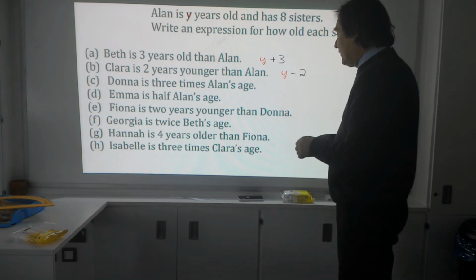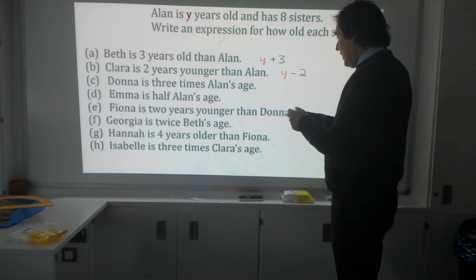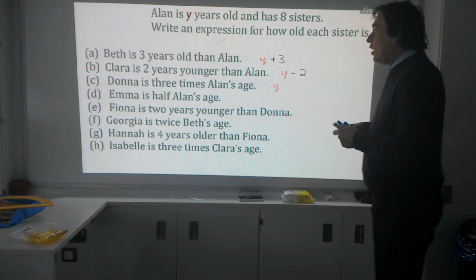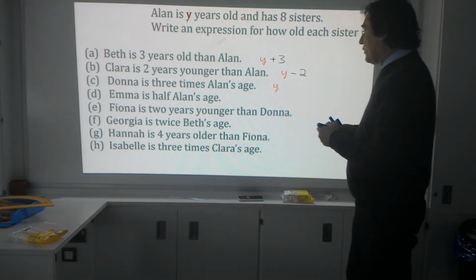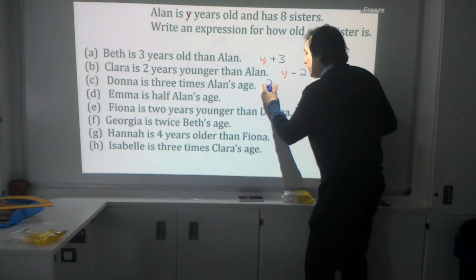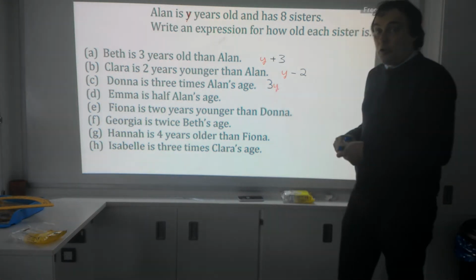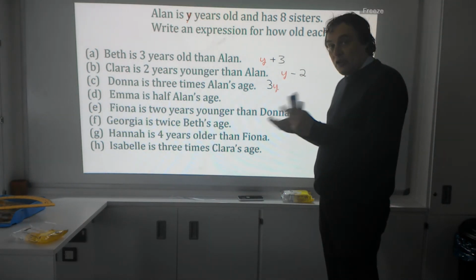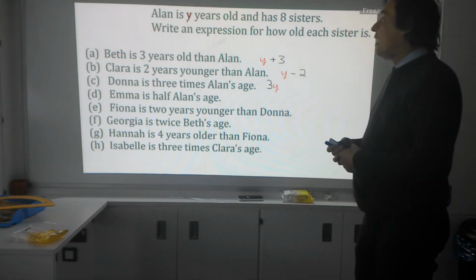Donna is 3 times Alan's age. So here's our Y for Alan again. Alan's age is Y. What we've got to do to multiply it by 3 is put a big 3 in front of it. So Donna's 3 times Alan's age, so she's 3Y. No pluses or minuses here.